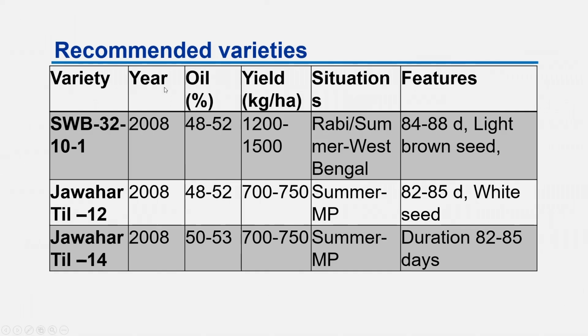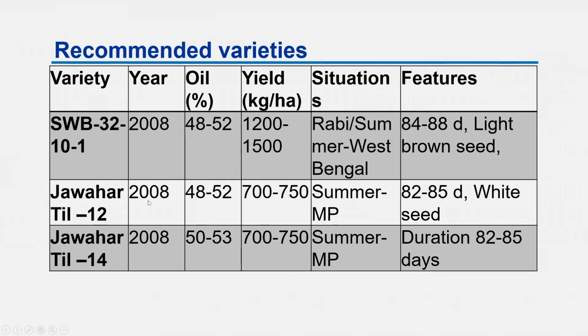So, you see the first variety is SWB 32-10-1. It was released in 2008 and oil content is 48 to 52% and yield is 1200 to 1500 kilogram per hectare, and it is recommended for Rabi or summer in West Bengal. The features are it is an 84 to 88 days variety and light brown seed.